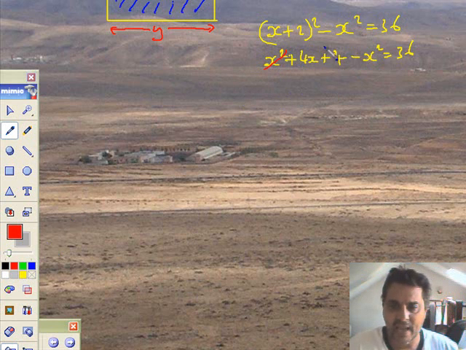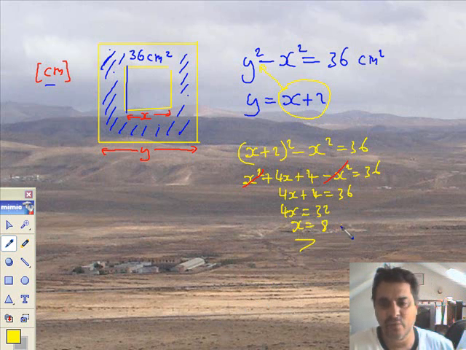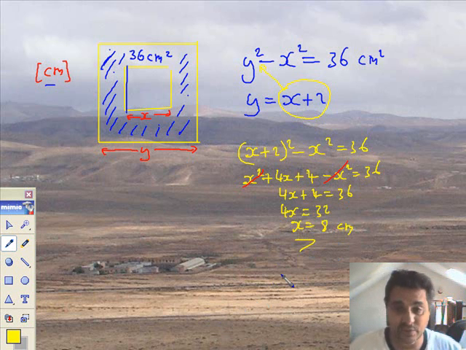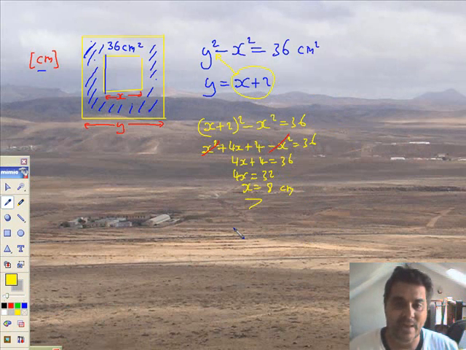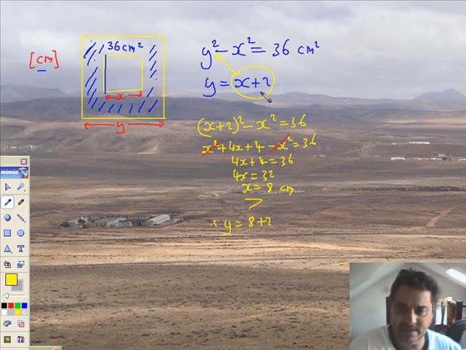My goodness, look at this, x squared minus x squared. So what I've got is shocking, not even quadratic. I've got 4x plus 4 is 36. Take the 4 over and minus it, so 4x comes to 32. Therefore x equals 8. 32 divided by 4 is 8 centimetres. Look, there's only one solution. I've just got it. That's your lot. So x is 8, and therefore y is going to be 8 plus 2, x plus 2, and therefore that's going to be 10 centimetres.